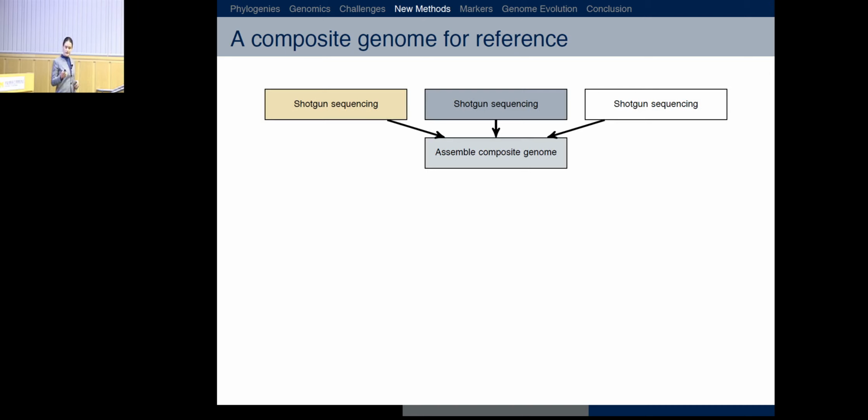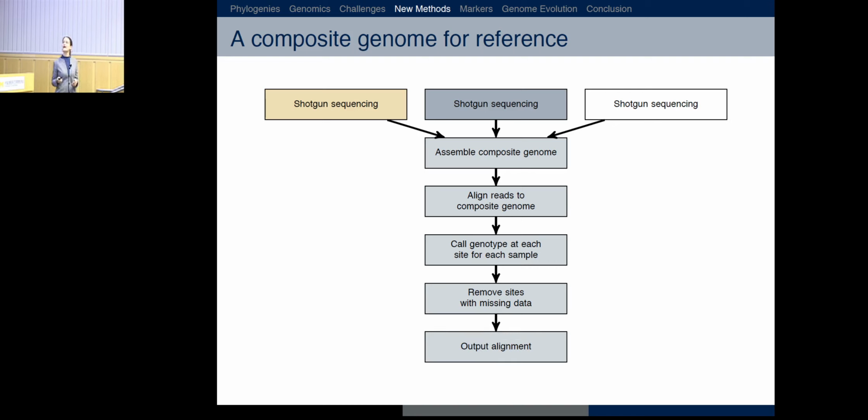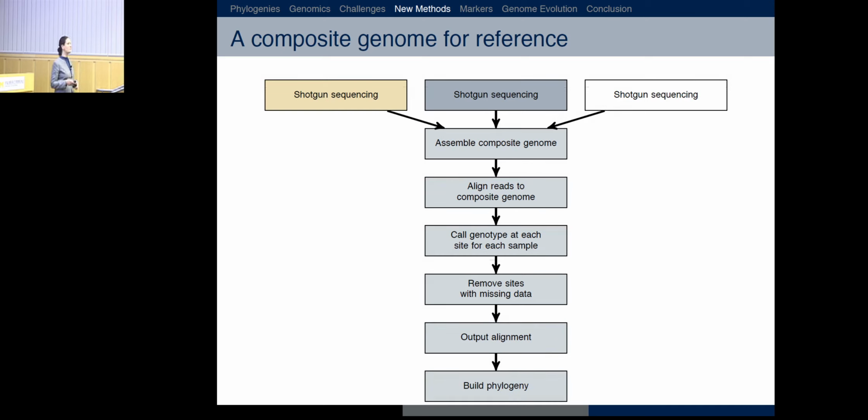So it looks something like this. We take all of our sequencing, we throw it into an assembler. You get kind of this composite genome. It's a hybrid. You take your reads from your individual species, align those back, get your genotypes, your alleles for each of your individual species, get rid of some of the extraneous stuff where you don't have enough data to do phylogenetics, and you end up with an alignment. So you have data for each species, for each locus that you're working with in order to build your phylogeny.